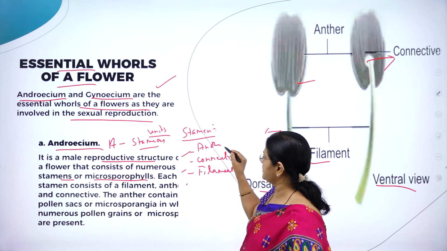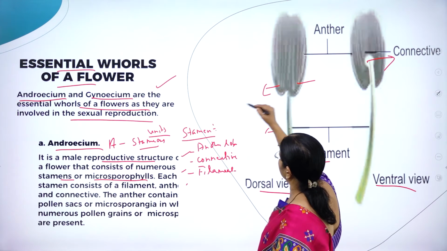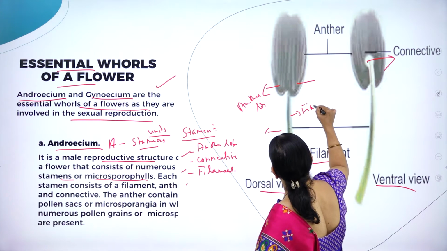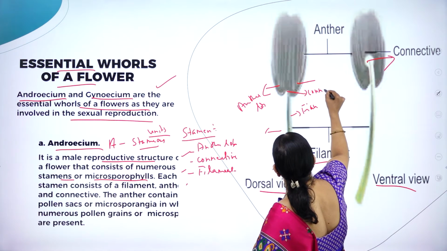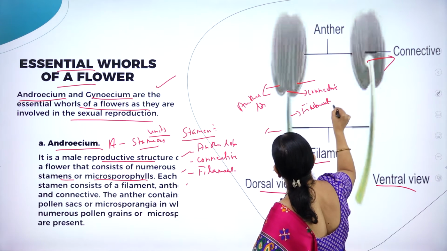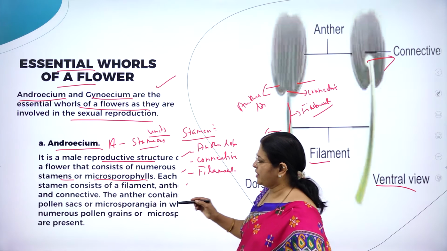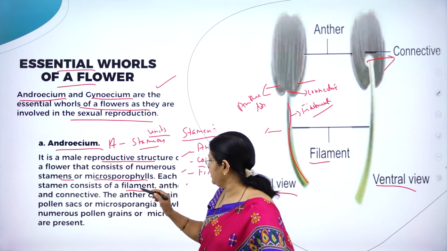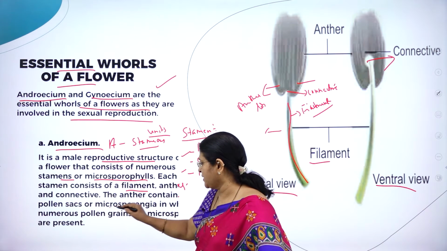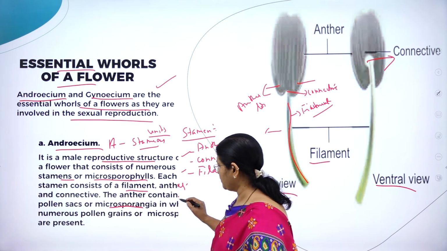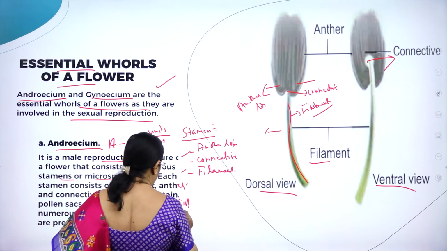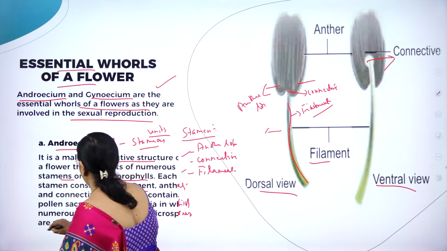What is stamen made up of? 3 very important parts. Anther lobe. Here you can see the anther lobe, and this is the filament. Here you can see the connective, and this is the filament, the long stalk-like structure, right? Each stamen consists of a filament, then the anther and connective. The anther contains what? Pollen sacs or microsporangia, in which numerous pollen grains or microspores are present.